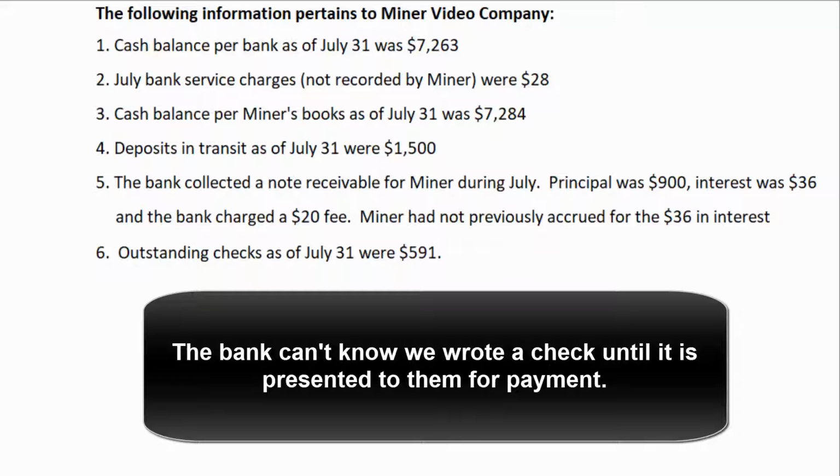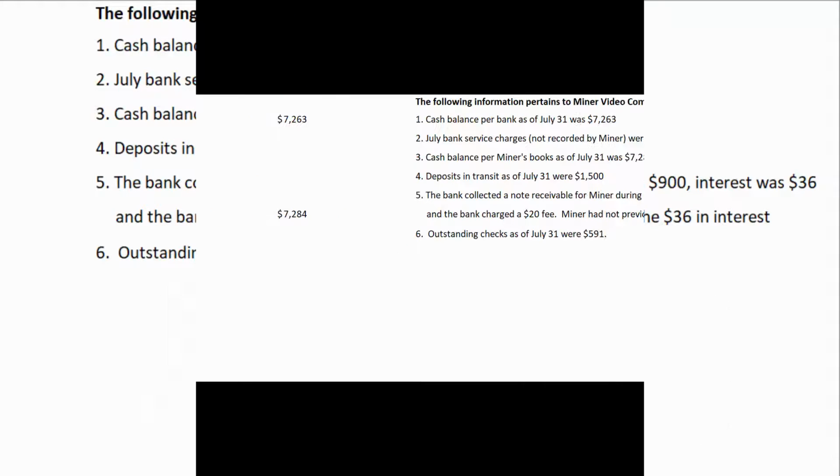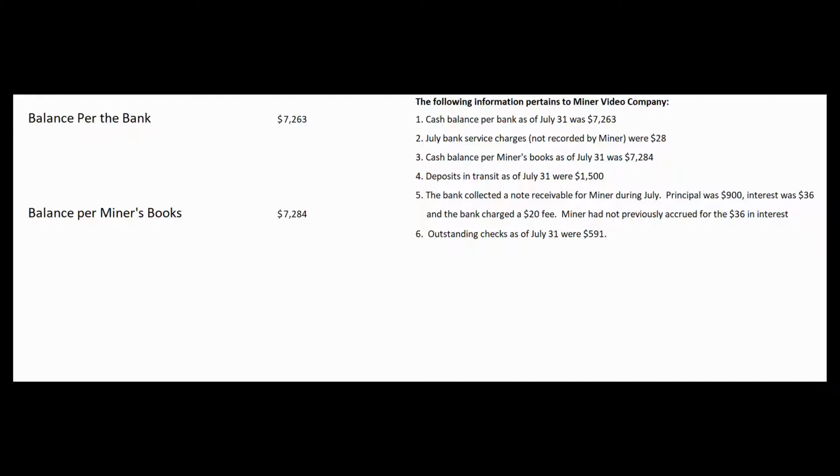All right, so now we have enough information to reconcile our bank account. One very simple way to attack these problems is to simply tell the bank what it doesn't know and tell our books what they don't know. And when everybody has all the facts, everyone should have the same numbers. So the balance per the bank is the $7,263. Well, what doesn't it know about?